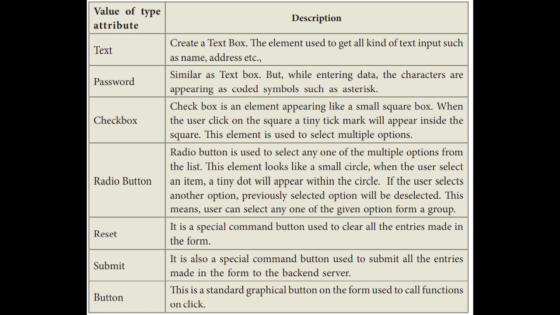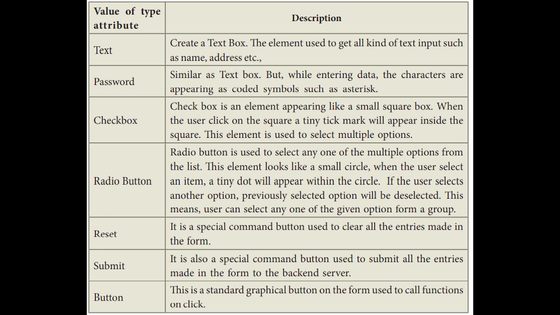And the next one is password. This is similar to the text box, but when you are entering the text there, the characters will appear as coded symbols, or it will appear like an asterisk, right? That is the difference between text box and password. If it is a text box, whatever you are typing, it will be visible on the screen. But if you are giving it as a password, whatever you are entering, it will be displayed as a coded thing, or displayed in asterisks, right?